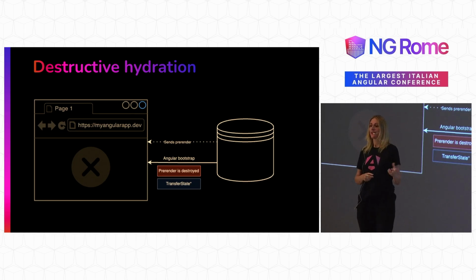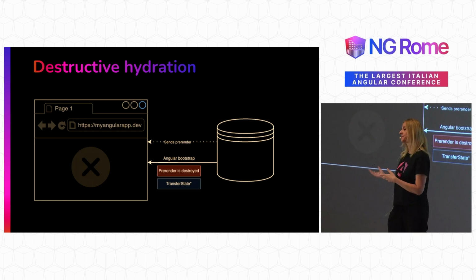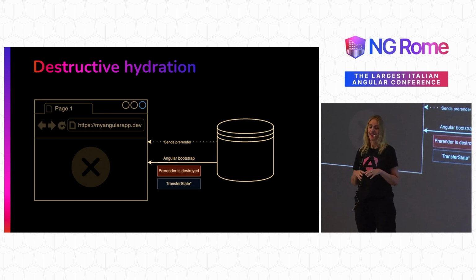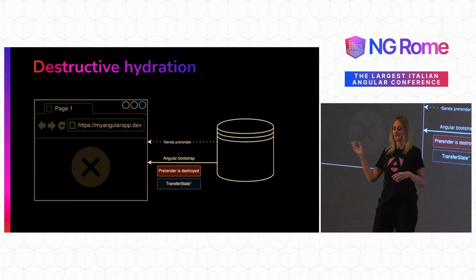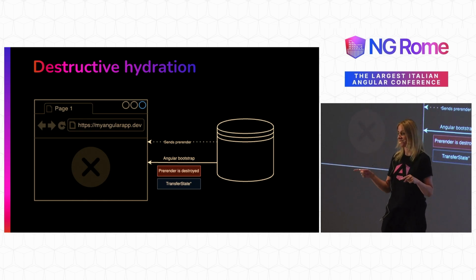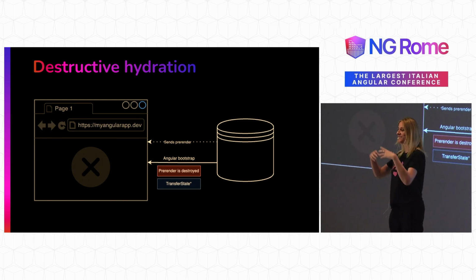But then when we started exploring how we can become more effective at rendering applications, of course, we came up with third-party and first-party tools to server-side render or statically generate sites. And we came across this new problem. If we send a pre-render and then we bootstrap the application, the pre-render is destroyed, and then the state is rebooted, so to say.